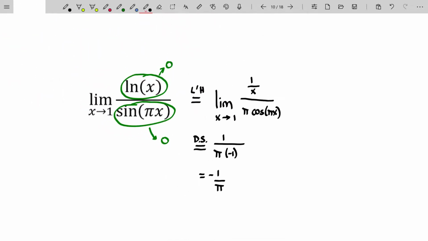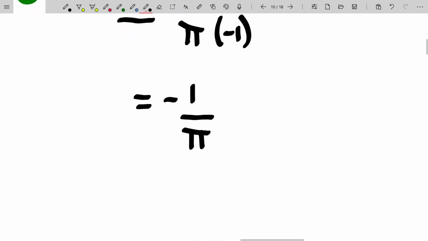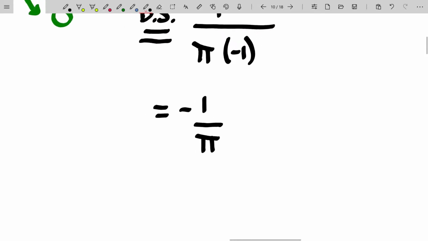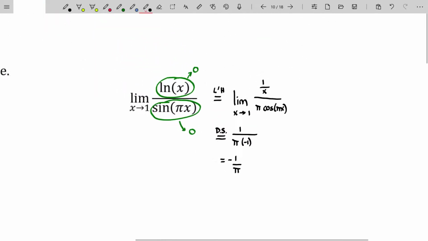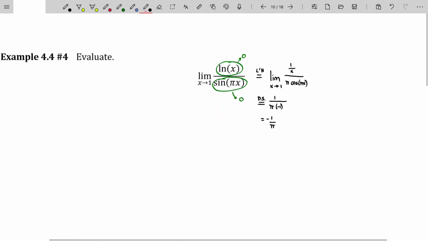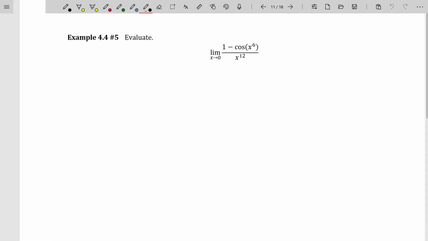I really dig that problem because it turns into something you would not have thought it turned into, especially when you're dealing with a 0 over 0 situation. A lot of people think that 0 over 0 will tend to 1 or something like that. But no, this tends to a number that's not equal to 1. It's in fact an irrational number, negative 1 over pi. So that's a good example of L'Hopital's rule. All right, let's see what the next example is.